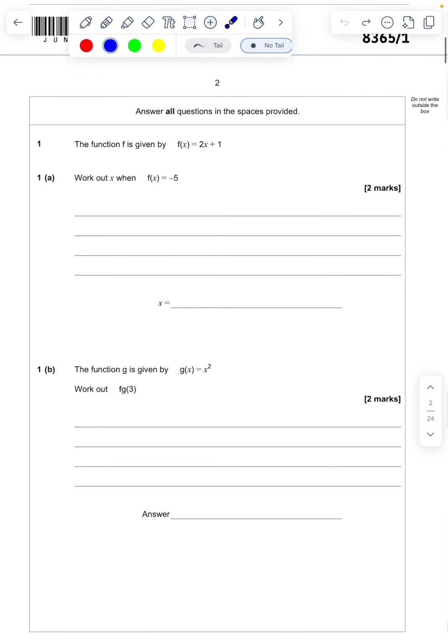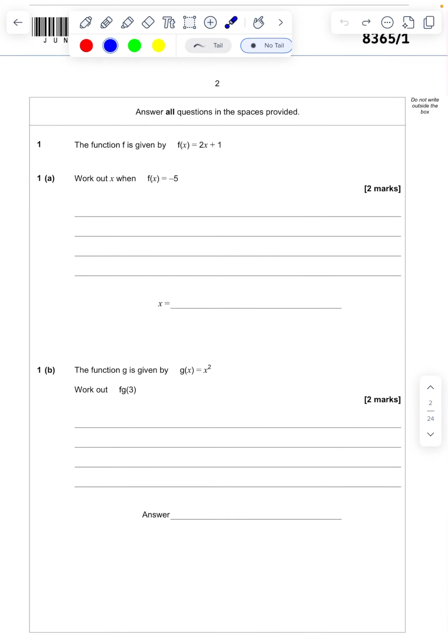So the first part. Question 1 is saying that you've got this function, f of x equals 2x plus 1. f of x just means y, basically. It's just function notation. Work out x when f of x is minus 5, so when 2x plus 1 is equal to minus 5. You're just going to write an equation that 2x plus 1 is equal to negative 5, and then solve that equation.